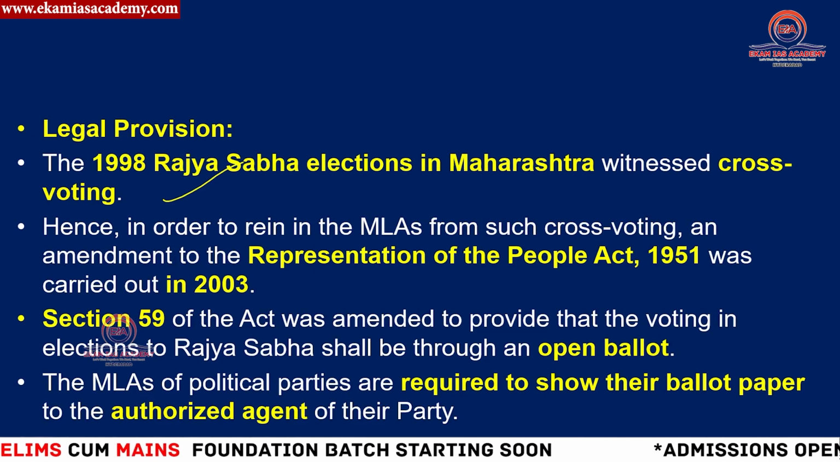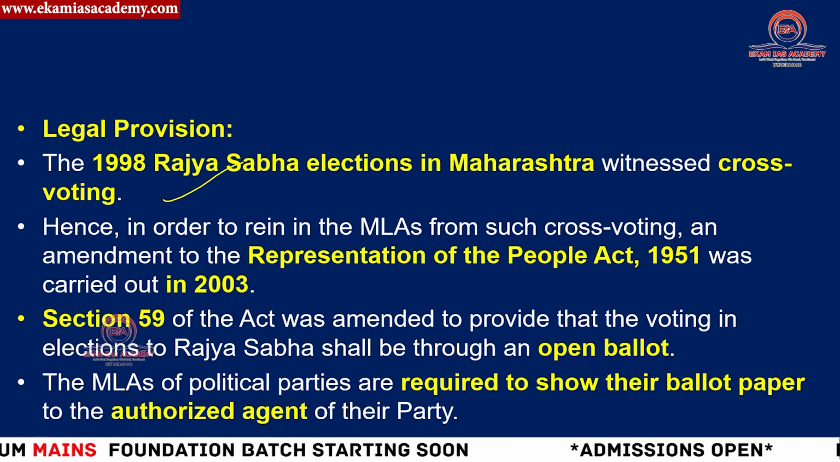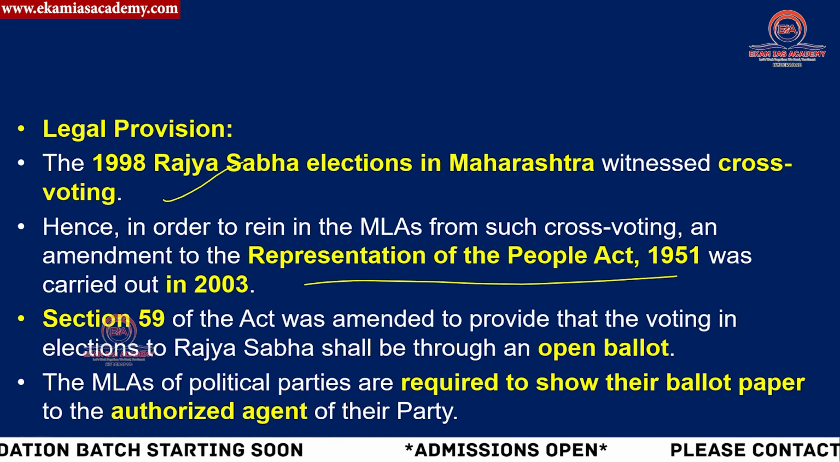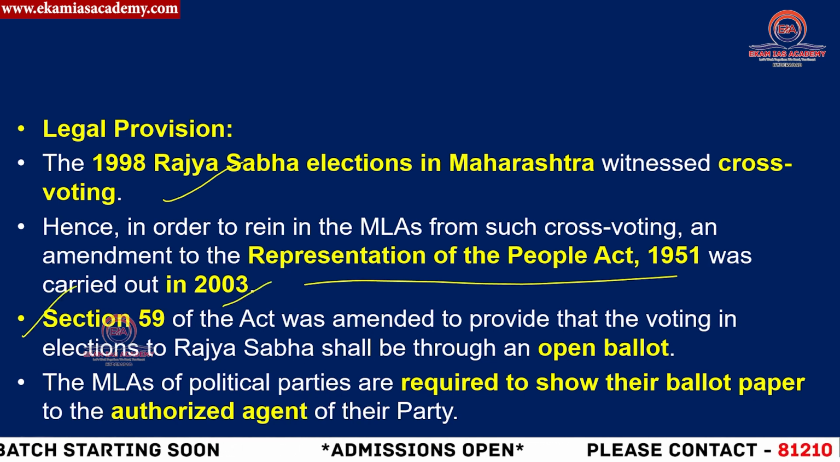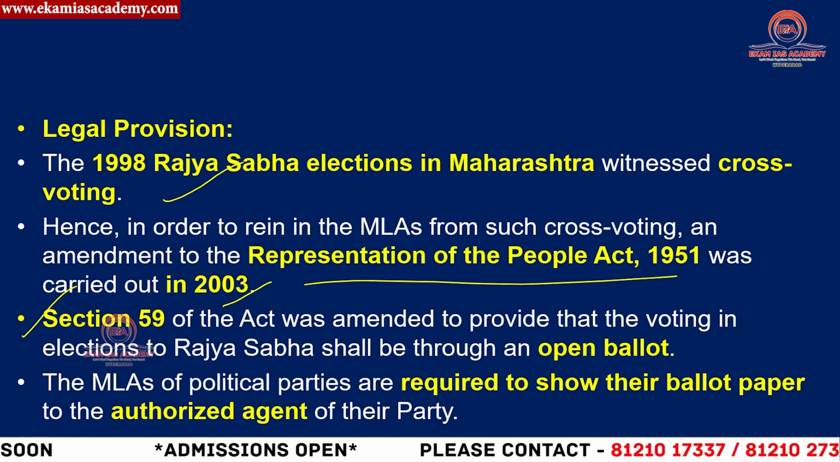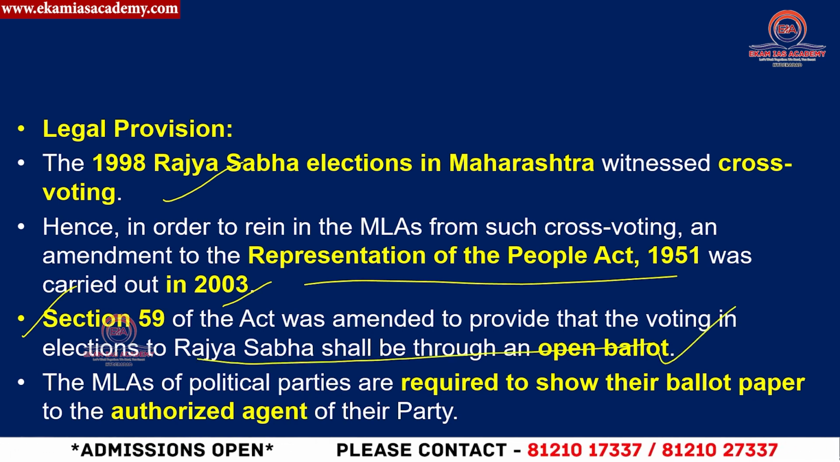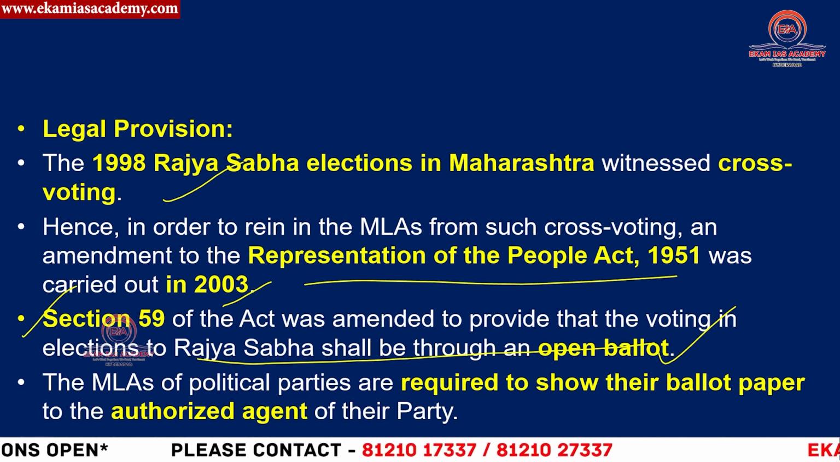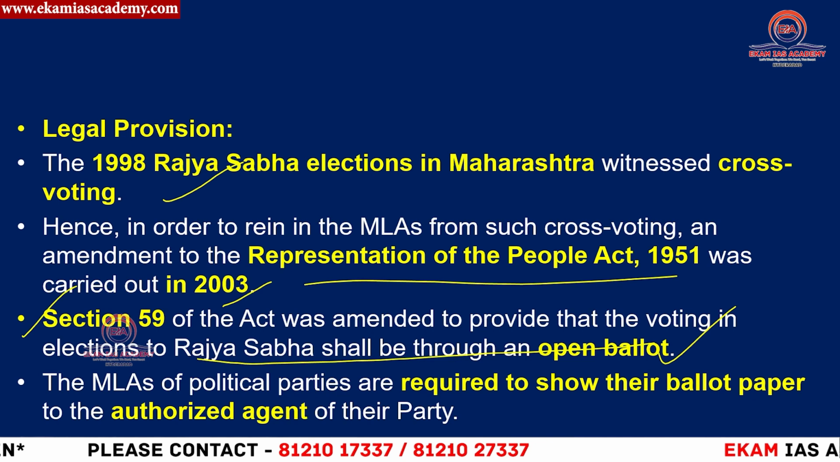When this was done for the first time in the Maharashtra Assembly, the Representation of the People's Act 1951 was amended in 2003. So what was amended in Section 59 of the Representation of the People's Act? They said that Rajya Sabha voting shall take place through open ballot. So we have seen what open ballot is. They have to show the vote to the party's authorized agent. Okay, so that is what open ballot is.